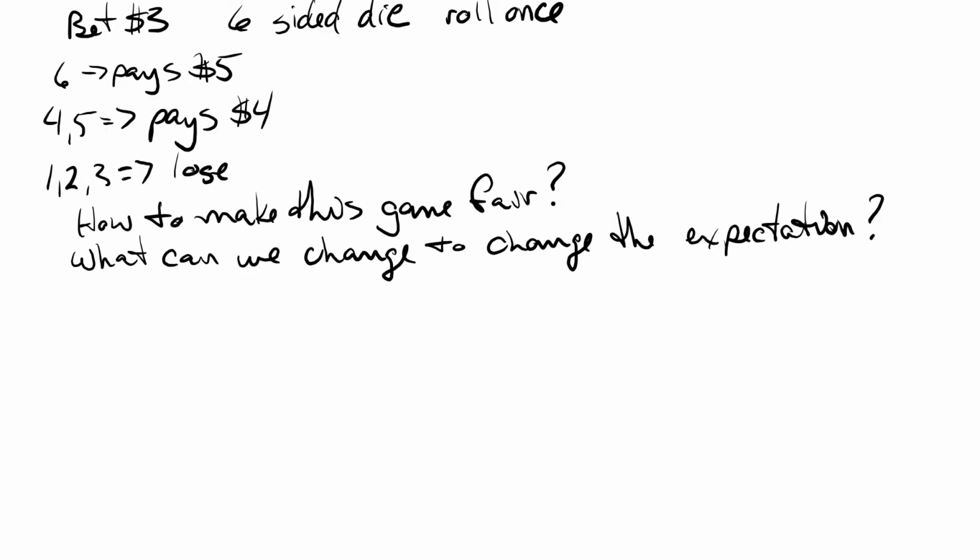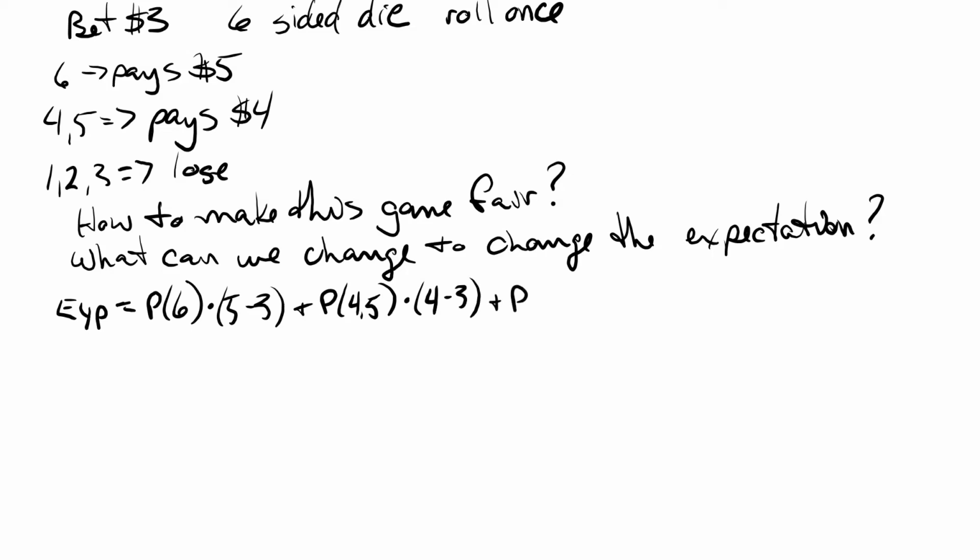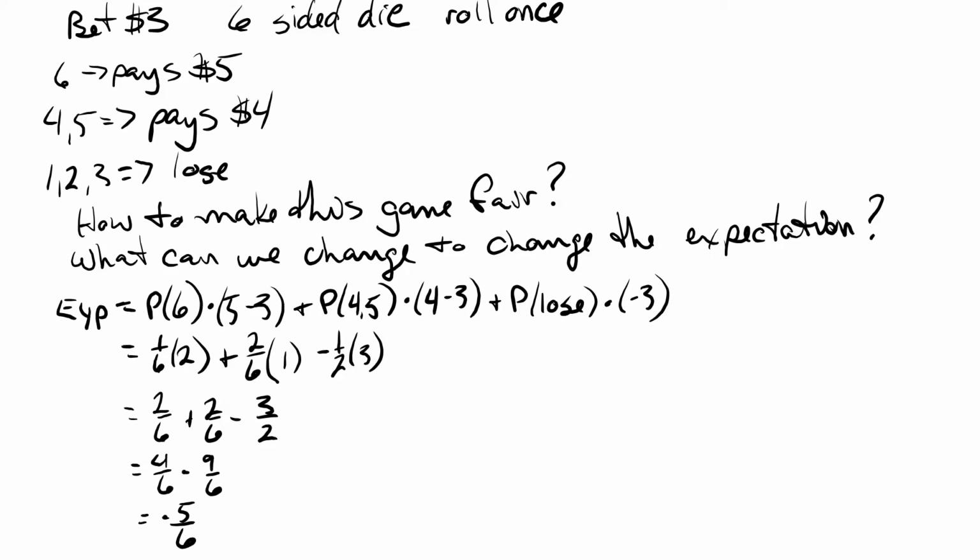First, let's figure out which way the game is fair or unfair. Is it unfair to the person playing, or is it unfair to the person who's running the game? So let's calculate the expectation as it stands right now. We want to look at the probability of getting a 6 times its net gain, which is 5 minus 3, the probability of getting a 4 or a 5 times its net gain, which is 4 minus 3, plus the probability of losing times the loss. We can calculate that out. So we end up with a negative 5/6 loss. So on average, we would lose 5/6 of a dollar.